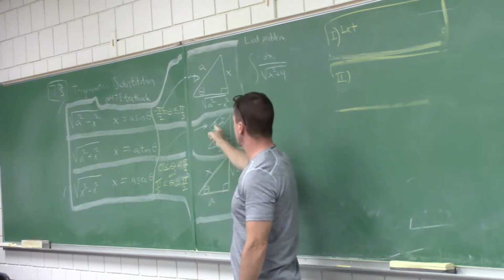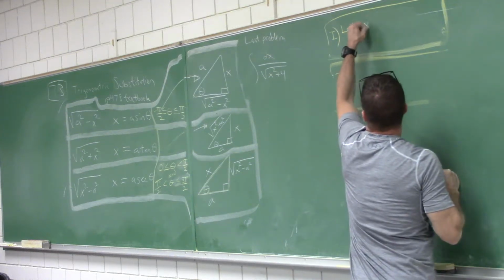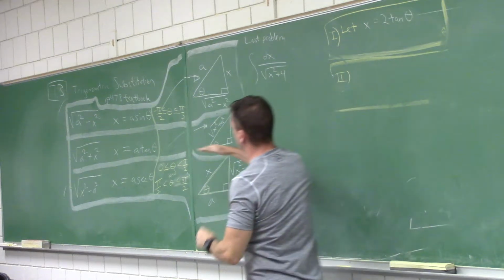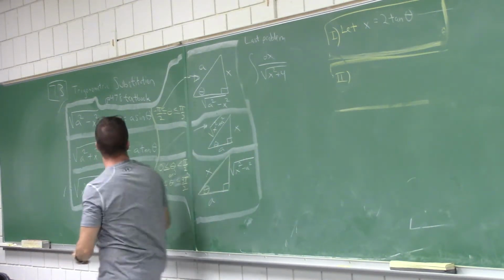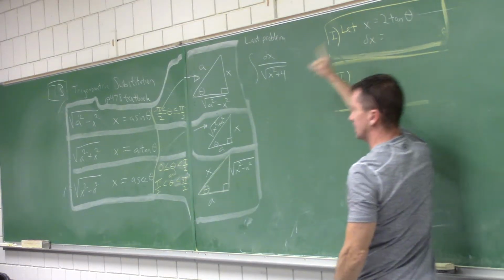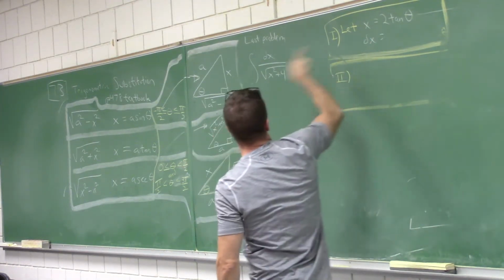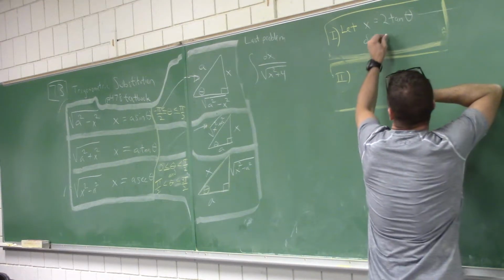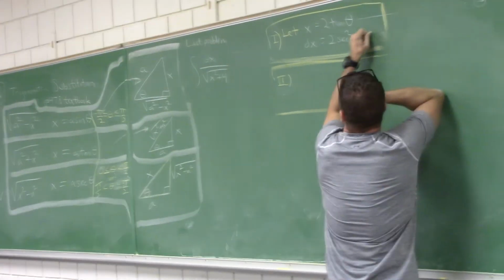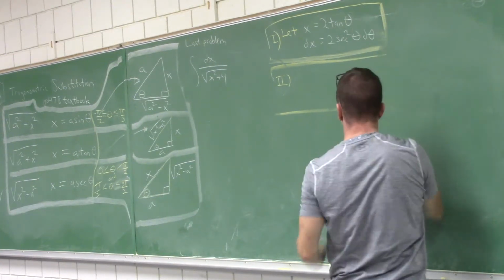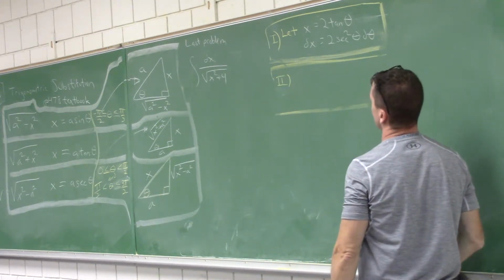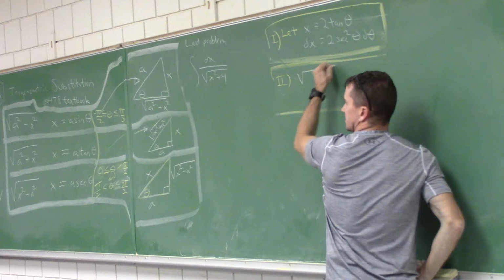That's a 2, that's an x. So I'm going to let x equal 2 tangent theta, because of this. Alright, what's dx? Was everyone okay with this? It was by recognizing it, okay. Now what's dx? Yeah, the derivative of tangent theta is secant squared. Okay. We're getting ready for our trig substitution. One more thing. What's this equal to?